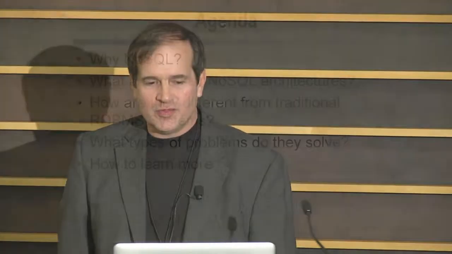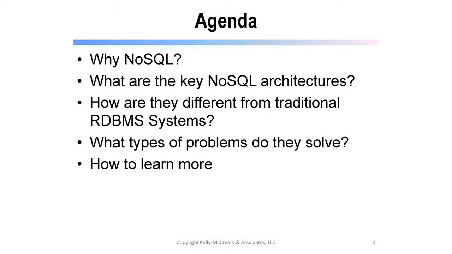Thank you, David. All right, so what we're going to cover here is a little bit of what is NoSQL, how do we define it. We're going to go through the 6 NoSQL architectures, one of which, by the way, is the traditional relational databases. We'll talk a little bit about how they're different, sometimes similar as far as interfaces and sometimes dramatically different as far as how they scale out. We'll talk a little bit about the types of business problems that they solve and a little bit about how to learn more.